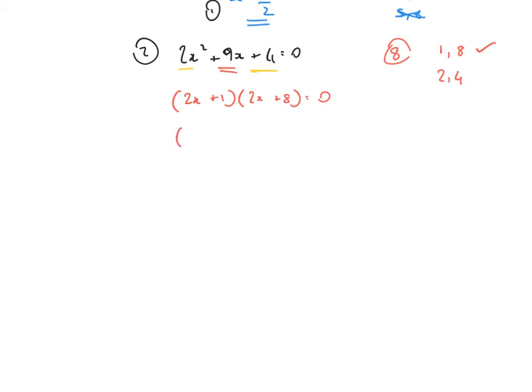First bracket, I can't take any other factor out, so it's just 2x plus 1. But the second bracket, from 2 and 8, I can take out the highest common factor of 2. So let's divide that by 2. 2 into 2x goes x times, and 2 into 8 goes 4 times. That means 2x plus 1 could be 0, or x plus 4 could be 0. 2x could be minus 1. Bring the 2 down, divide minus 1 over 2.